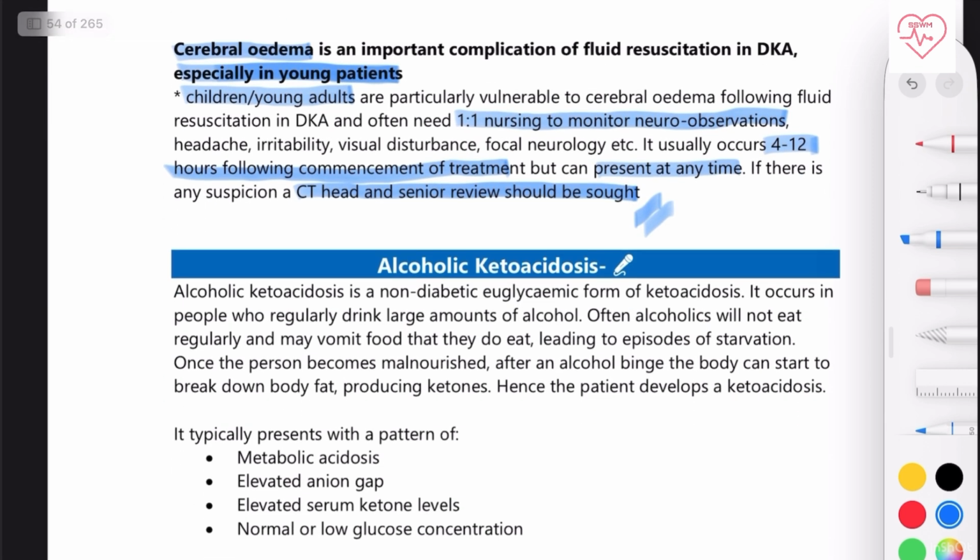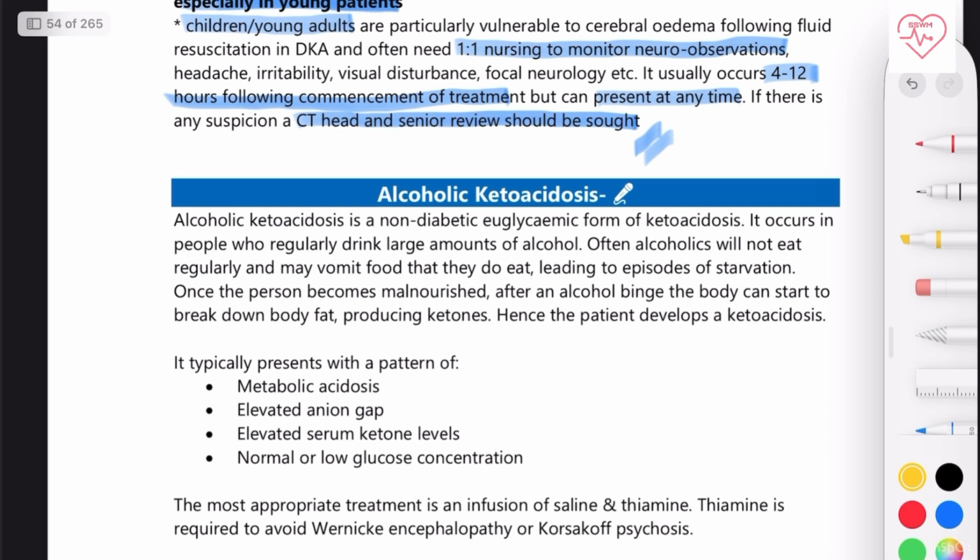Now let's come to alcoholic ketoacidosis. Alcoholic ketoacidosis is a non-diabetic euglycemic form of ketoacidosis. It occurs in people who regularly drink large amounts of alcohol. Often alcoholics will not eat regularly and may vomit food that they do eat, leading to episodes of starvation. Once the person becomes malnourished after an alcohol binge, the body can start to break down body fat, producing ketones. Hence, the patient develops a ketoacidosis.